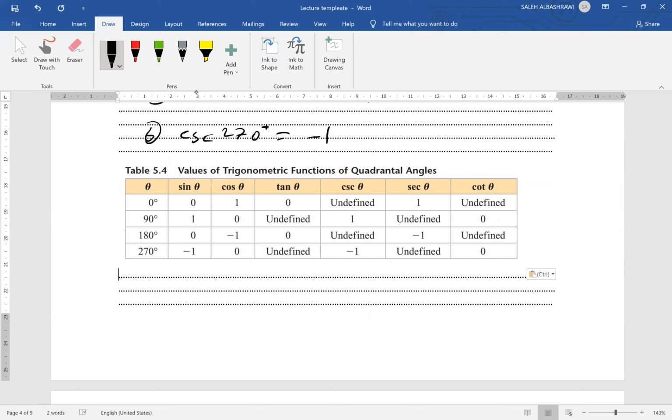You can see that 0 gives me sine 0, cosine 1, tan 0, undefined cosecant, cotangent undefined, secant equal to 1. For 90: sine 1, cosine 0, undefined tangent, undefined secant, and 1 cosecant and 0 cotangent. For 180, undefined cosecant and undefined cotangent. Similar thing for 270, we have undefined for the tangent and undefined for the secant. So these are the 6 trigonometric function values.